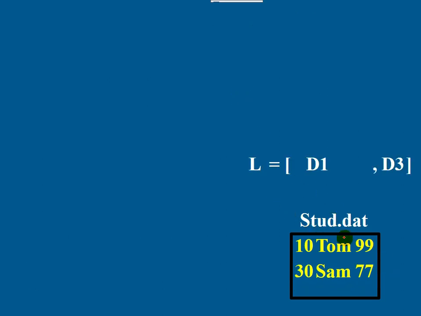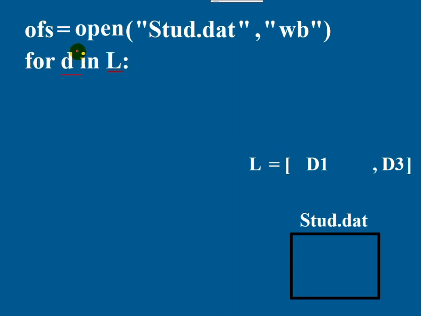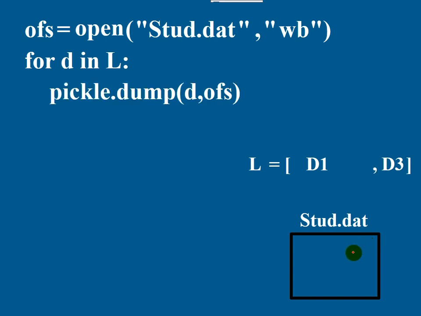Now step 1, the file must be opened for writing purpose. So if you open a file for writing purpose in W mode, the existing contents are deleted and the new record will be written to the beginning of the file. Read each and every element of this list L. So you can write for D in L, which will give you each and every element of the list L. So first D1 comes in variable D, and that should be written to this binary file. So you can write pickle.dump, the data to be written and the file pointer. Finally you close the file.